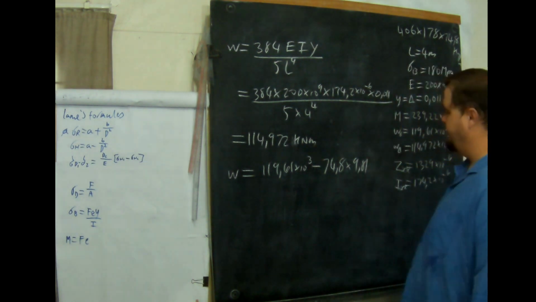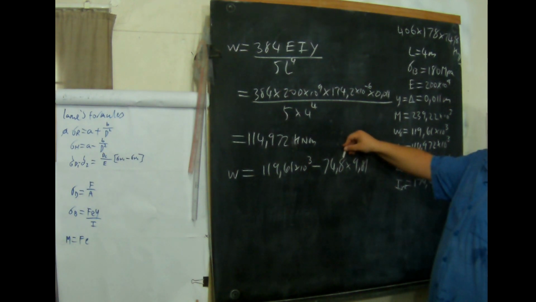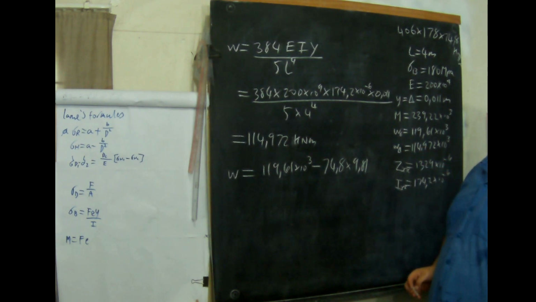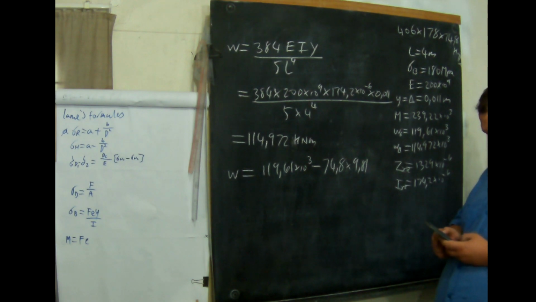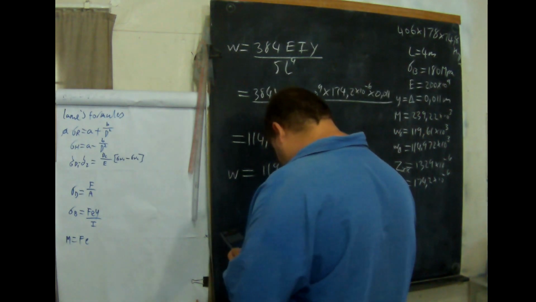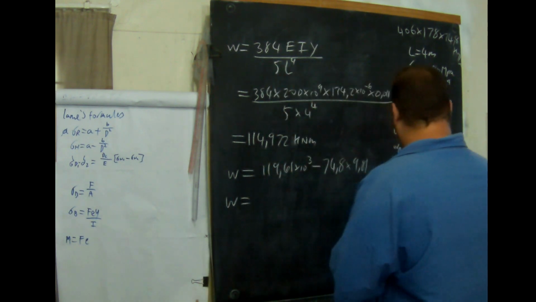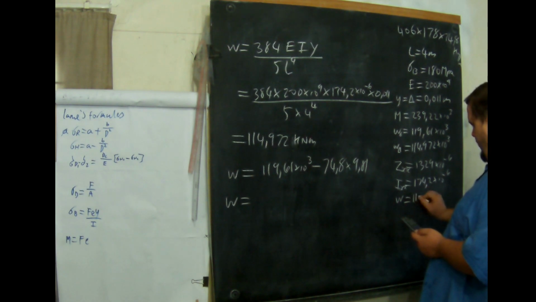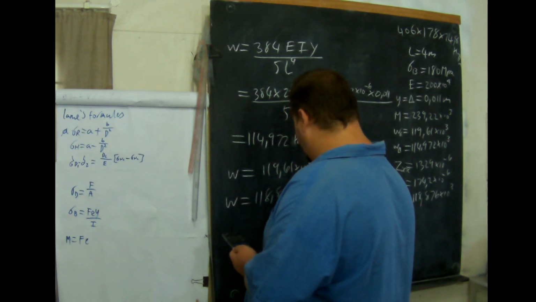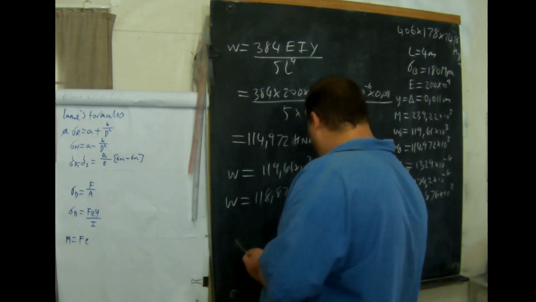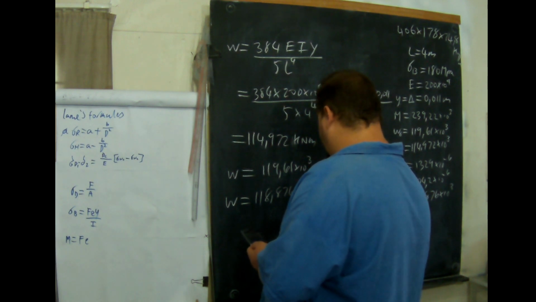9,81. Now, to get kgs per meter into newtons, you have to multiply by gravitational acceleration. So 119,61 times 10 to the 3 minus 74,8 times 9,81, and we get our sum. Right, now this sum works out to W, and we're going to put another W here, 118,876 times 10 to the 3. So this is 118,876 times kilonewton meters.